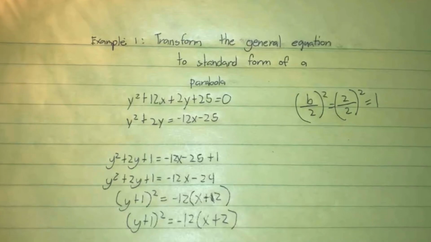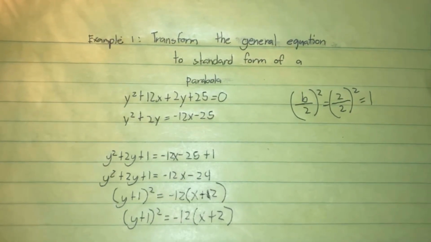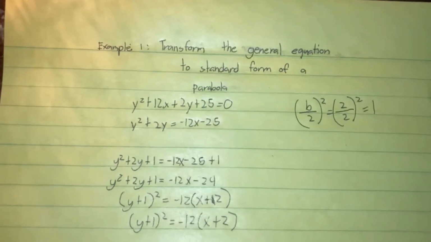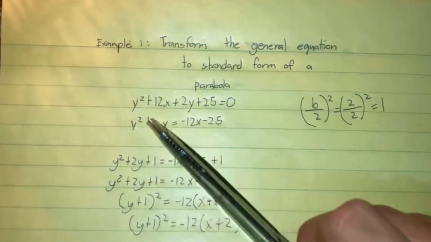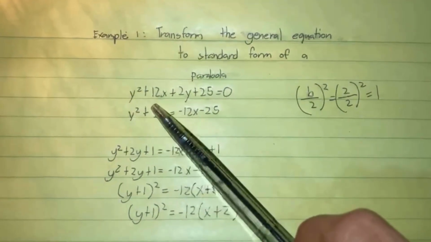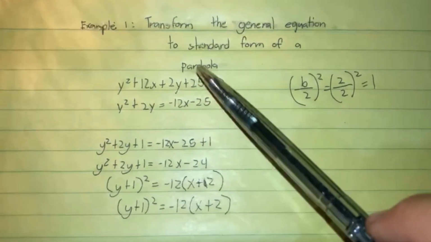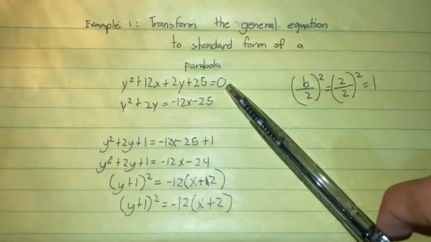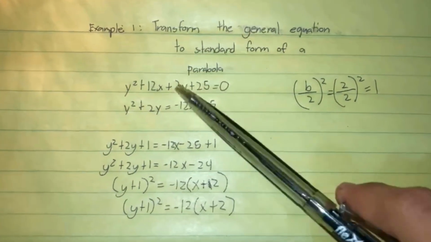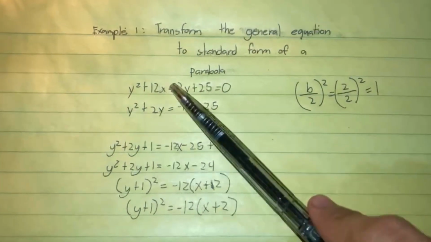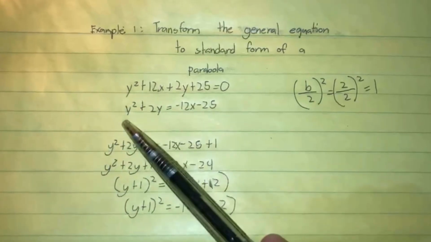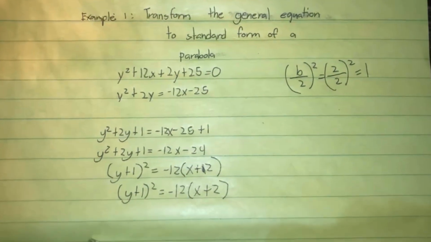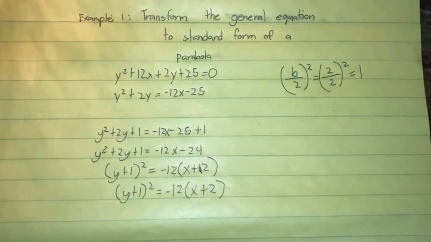To transform the general equation to the standard form of a parabola, now we try to solve this: y squared plus 12x plus 2y plus 25 equal to 0. So we need to group this into y squared plus 2y is equal to negative 12x minus 25.